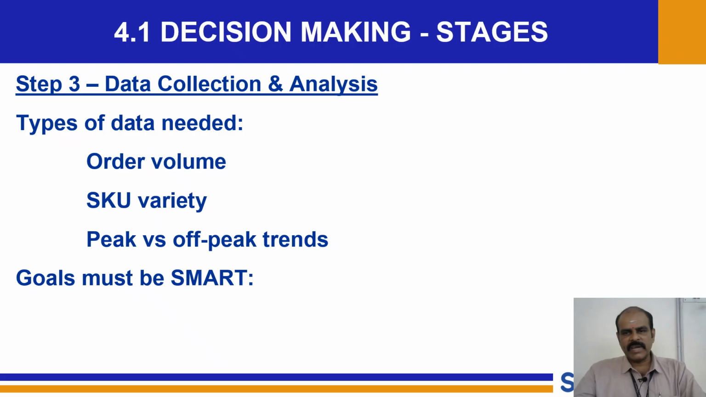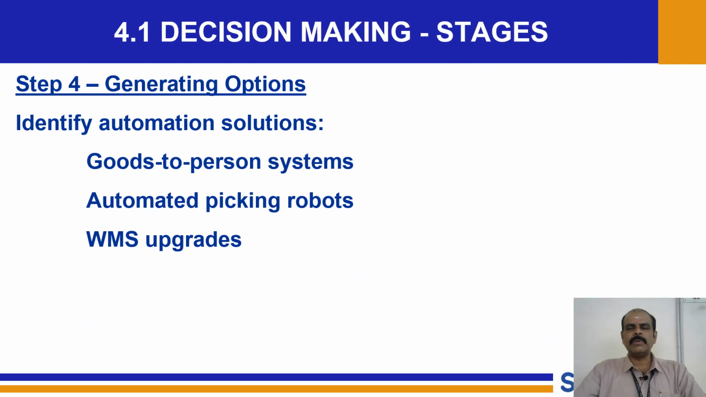Regarding the types of data, in some cases it might be qualitative data. If qualitative, go ahead with an equivalent conversion into quantitative. Examples are order volume or SKU, stock keeping unit, varieties in warehousing cases, or peak versus off-peak trends, that is, when you have the major load and when you have the minor load. So likewise we can go ahead. As usual, try to adopt the SMART guidelines. The next step is generating options. Now we have narrowed down and are getting deeper into the problem. This is a very crucial stage where we need to know the multiple solutions.